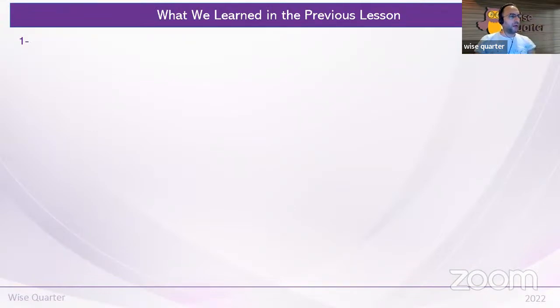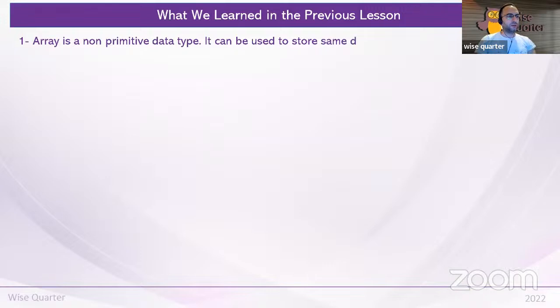If you remember, array is a data type. It's a non-primitive data type. Let me write it here. Array is a non-primitive data type. It can be used to store the same type of data, like a list.